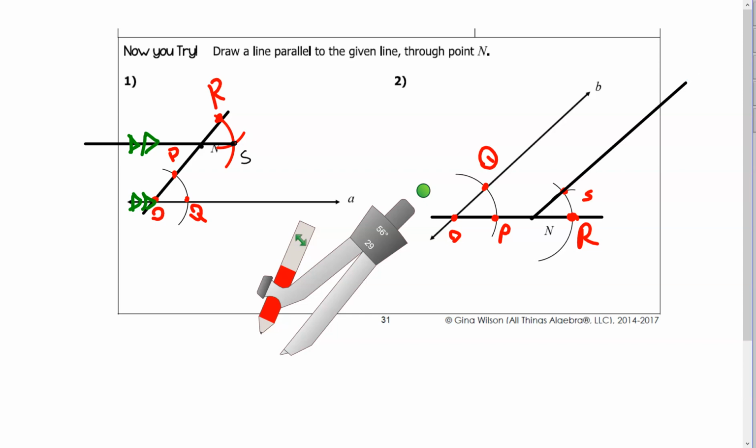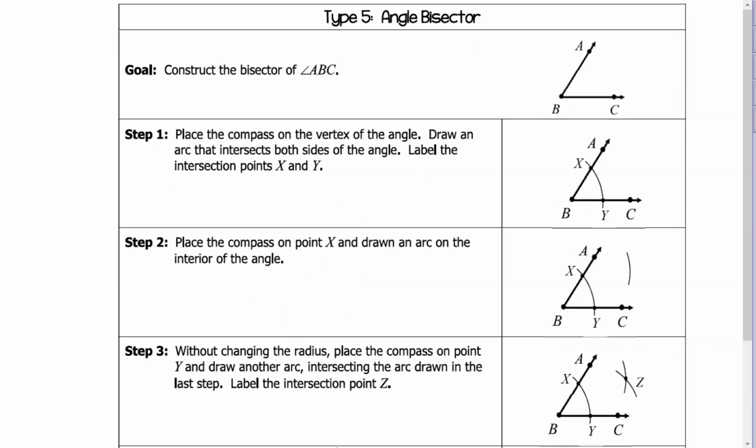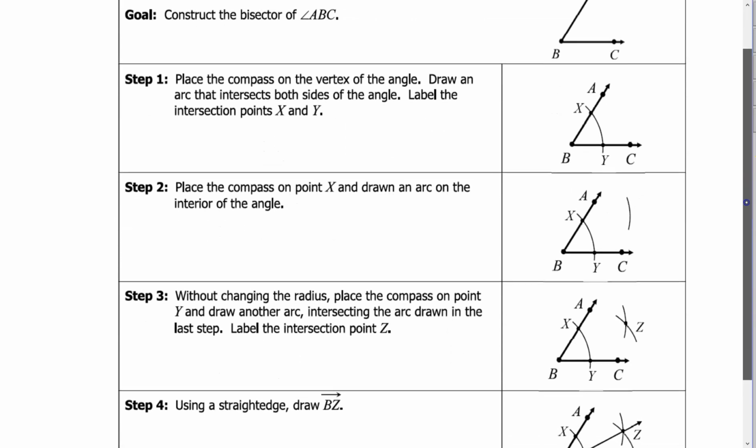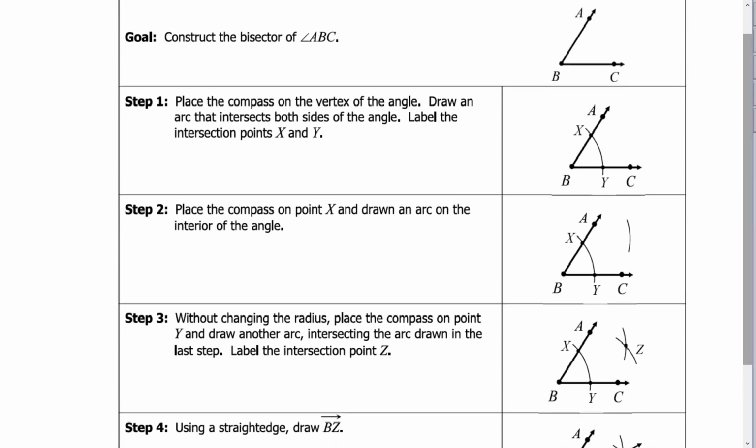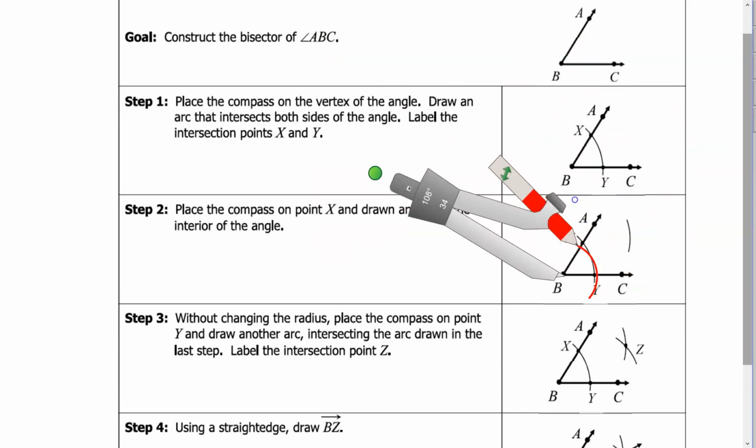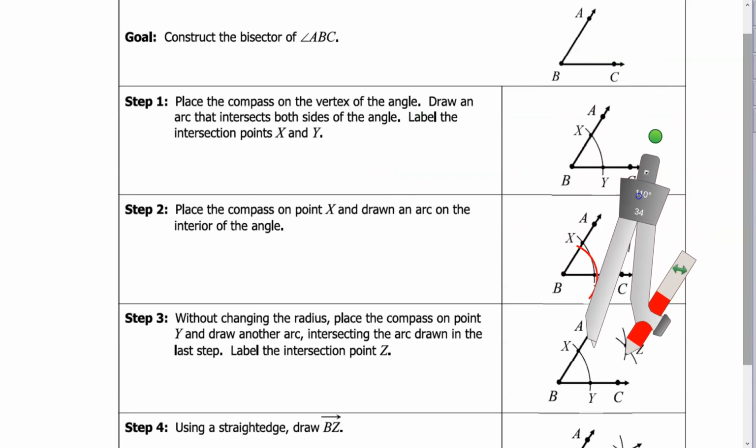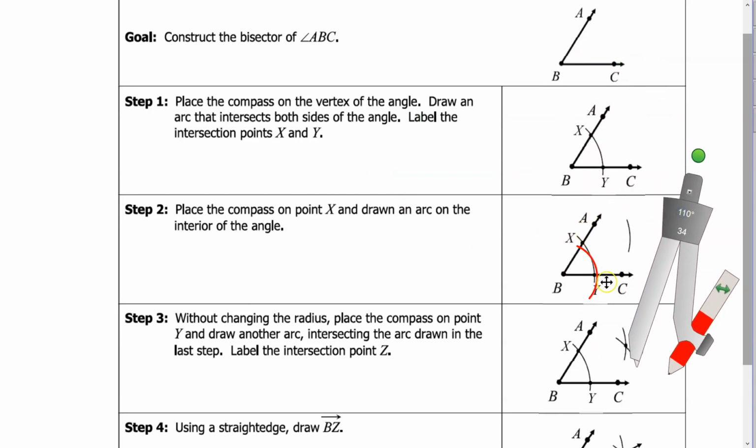All right, so let's go on to construction 5, an angle bisector. An angle bisector is a line that cuts an angle in half. Now, I find this to be one of the easier ones. The way this is going to work is we are going to place our compass on B. We open it up and make an arc. Then without adjusting our compass, we place it, and we label that X and Y, by the way.